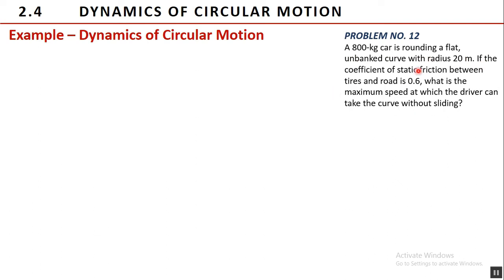An 800 kg car is rounding a flat, unbanked curve with radius 20 meters. If the coefficient of static friction between tires and road is 0.6, what is the maximum speed at which the driver can take the curve without sliding? So let us analyze the problem.